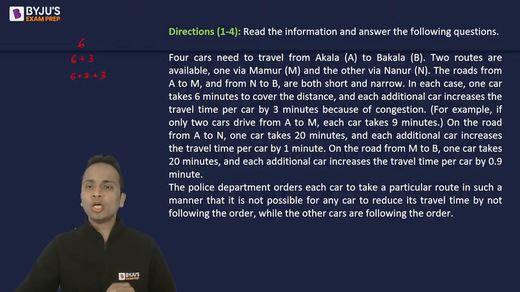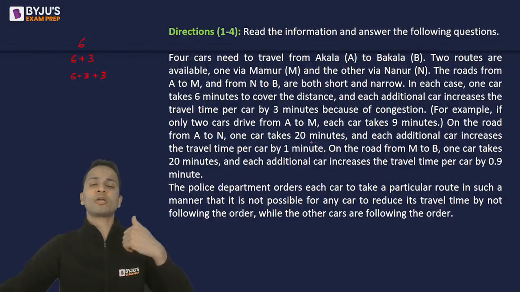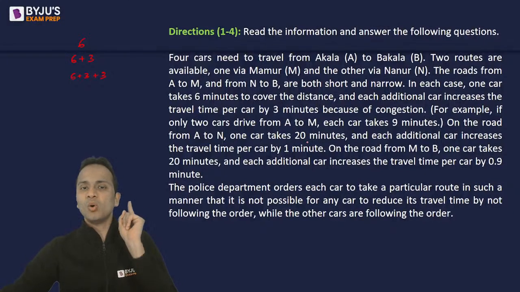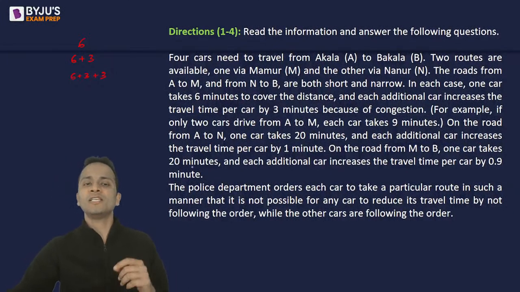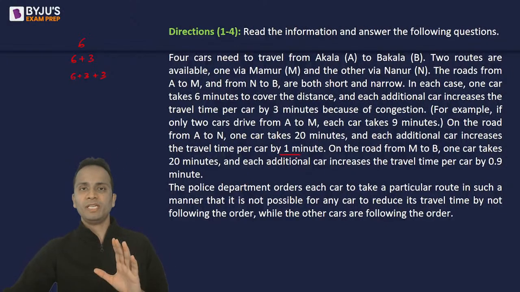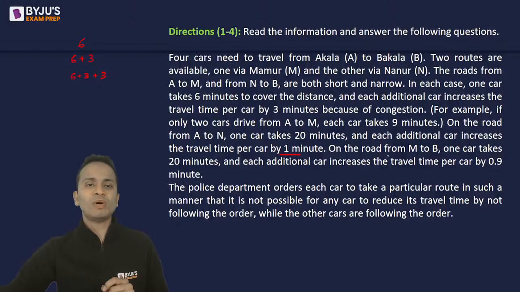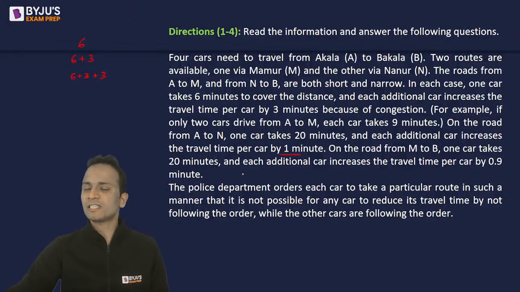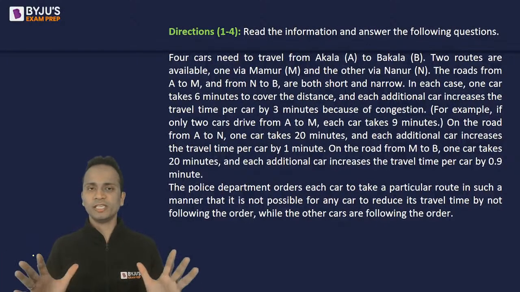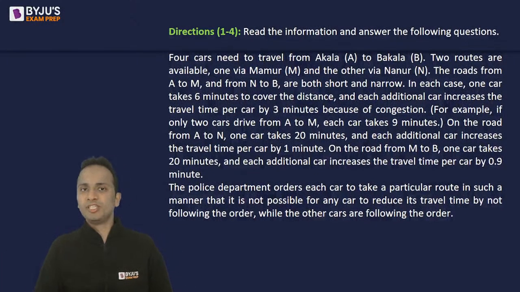Now, the next is on the road from A to N, one car takes 20 minutes. Okay, so they are talking about the other road. On the road from A to N, one car takes 20 minutes, and each additional car increases the travel time per car by 1 minute. Done. So it is a similar statement to the previous one. Next, on the road from M to B, one car takes 20 minutes and each additional car increases the travel time per car by 0.9 minutes. So up till now, everything is normal. We must have understood each and everything. Every student must have understood all the things, and a diagram can be drawn.